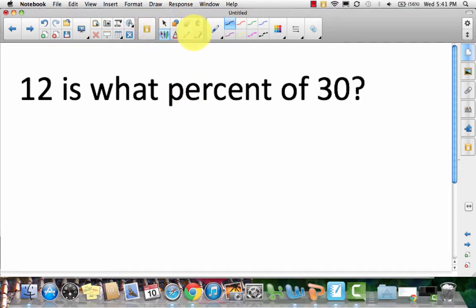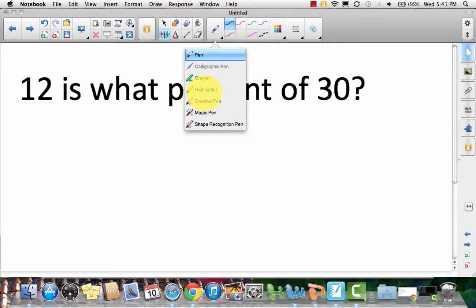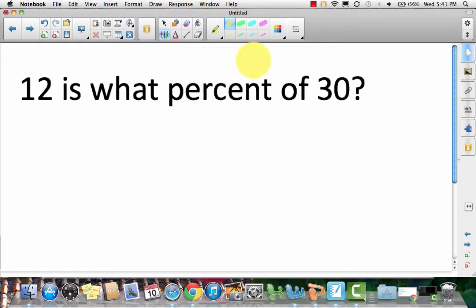And I'm going to start off by breaking down my sentence and finding my key words. And the first thing that jumps out at me are the words what percent. So that tells me that that's my missing piece of information. I then have 12 is, so that's going to be my part, and I have of 30, so that will be my whole. So I will now take those numbers and I will fill them into my proportion.